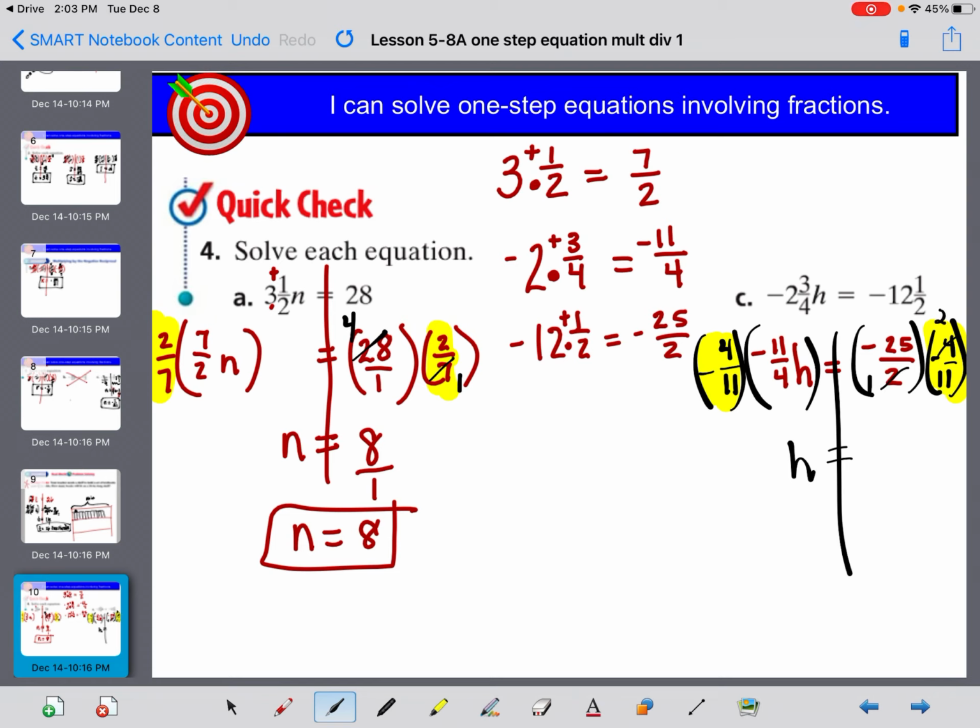Now, 2 and 4 have a common factor of 2. 25 times 2 is 50. A negative times a negative is a positive. 50 over 11, because 1 times 11 is 11. Now, this is an improper fraction. 11 goes into 50 4 times, and I get 6/11 remaining. And it's a positive answer.